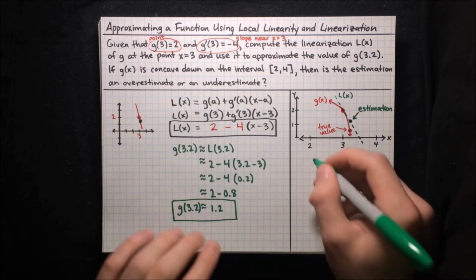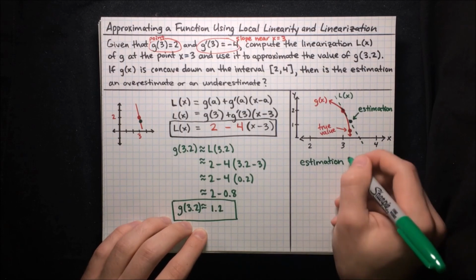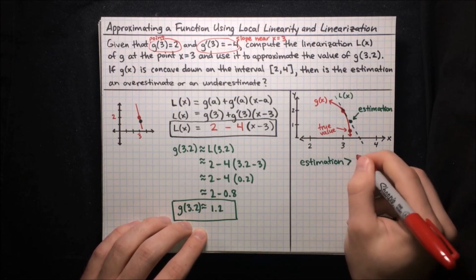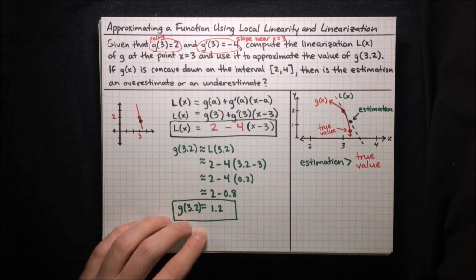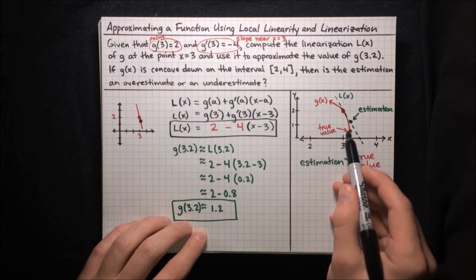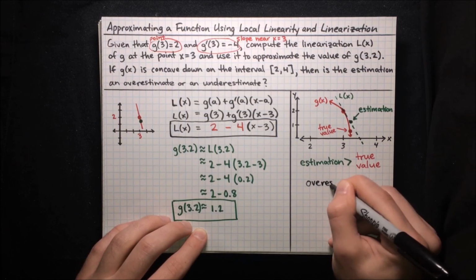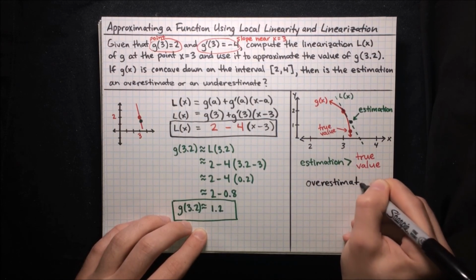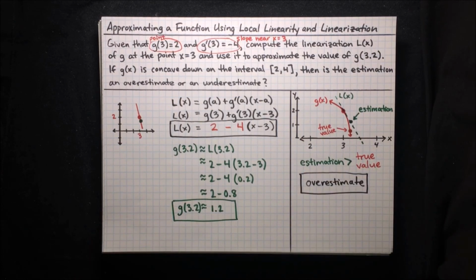And as a result, we have that the estimation is higher, larger than the true value. In other words, the y-coordinate of the estimation is above the y-coordinate of the true value, and we call that an overestimate. In a different problem, you might find that the estimation is lower than the true value, in which case that would be called an underestimate. But in this problem, it happens to be an overestimate.